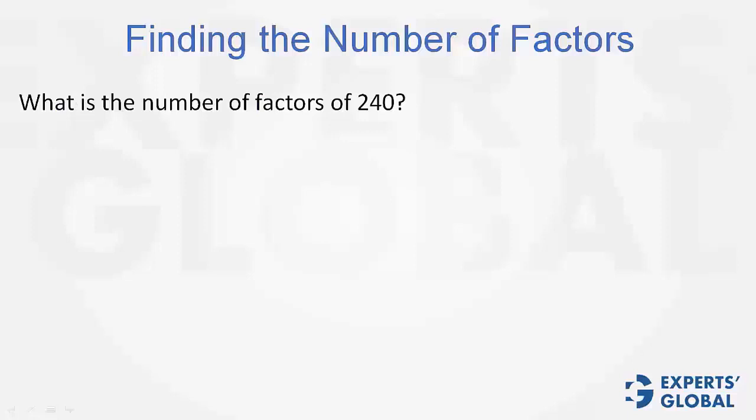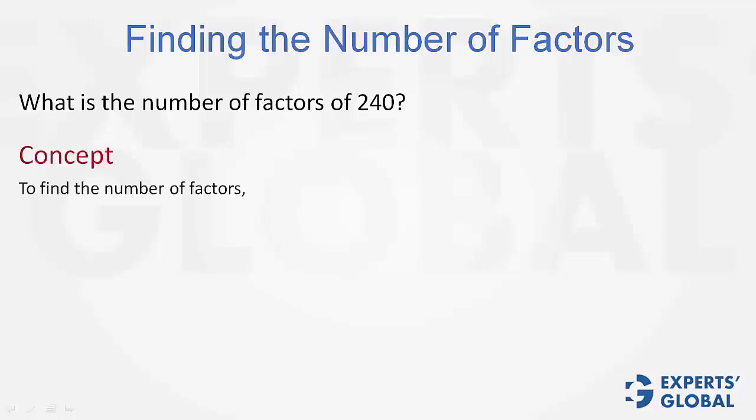Underlying concept for finding the number of factors. What is the number of factors of 240? If you were to do this manually, it would take a lot of time. 1, 2, 3, 4, 5, 6, 8, 10, 12, and many more. There is a possibility that you will end up missing some factors. So there has to be a smarter way out.